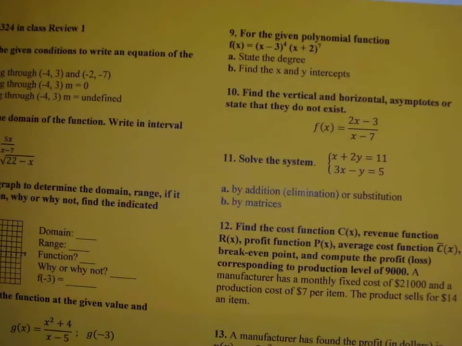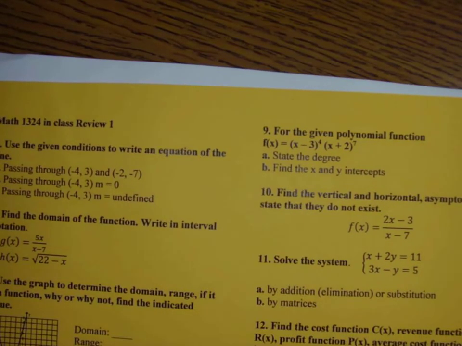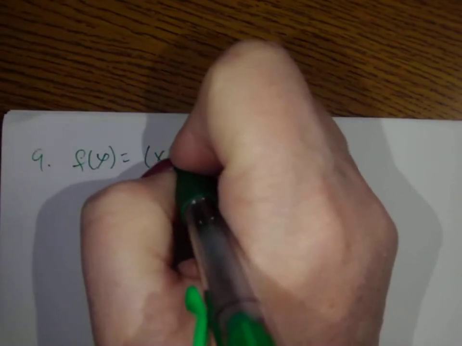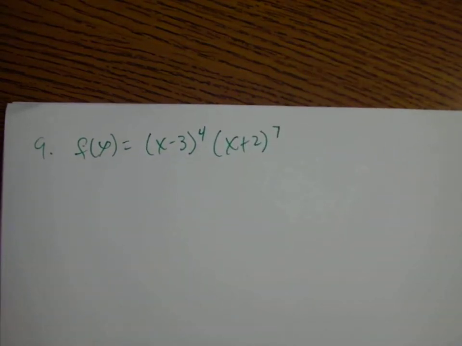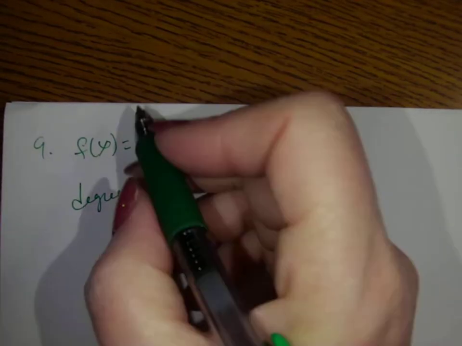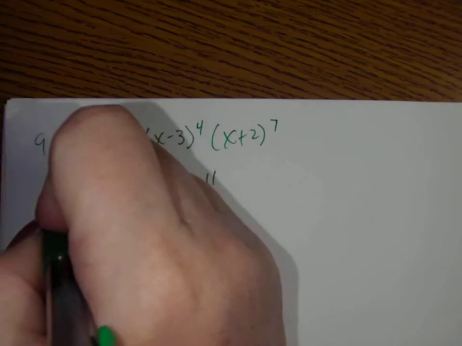All right, let's go look at number 9. So on number 9, we have another function. We need to state the degree and find the x and y intercepts. All right, so for number 9, we are given f of x is equal to x minus 3 to the 4th times x plus 2 to the 7th. So to find the degree, we add the exponents. So we have 4 plus 7 equals 11. So that's part A.